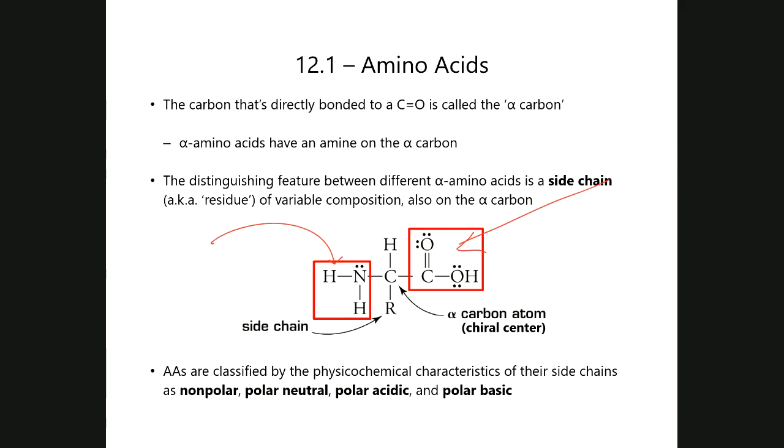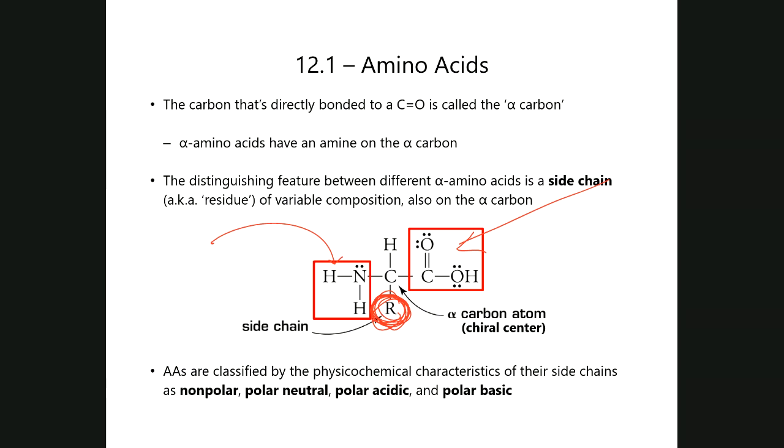However, we also have to look at what is making up the structure of this side chain, which I said can be as simple as a hydrogen. That's as simple as it's going to get. And of course, it can be more complex, larger structures. So depending on the structure and chemical properties of that R group is how we classify amino acids.